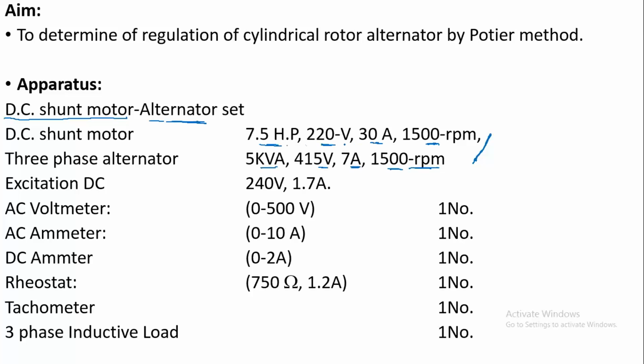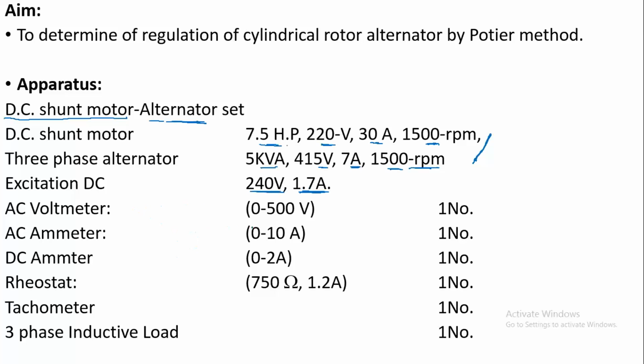Now we have 4 sets of generator and DC motor set. Their nameplate specifications are exactly identical. We have 4 sets of machines in the laboratory. The excitation of the alternator is 240 volt and 1.7 ampere.